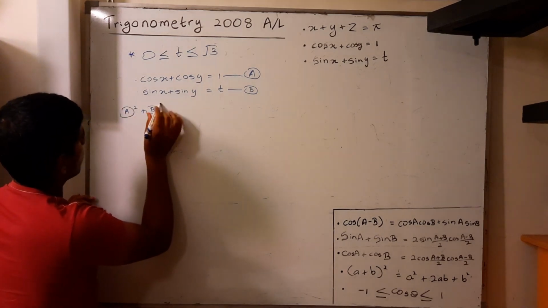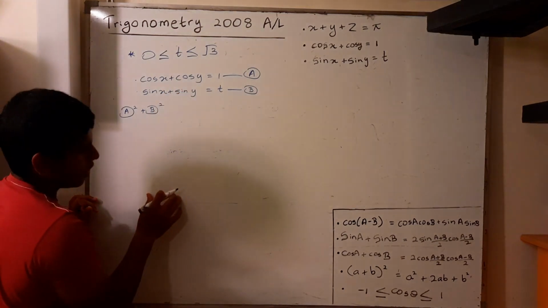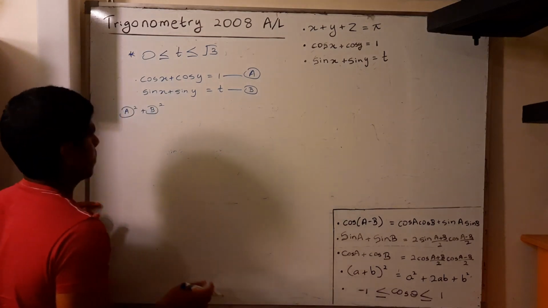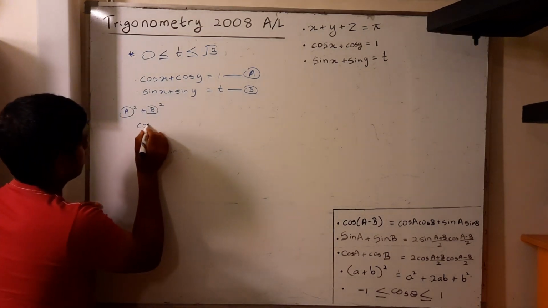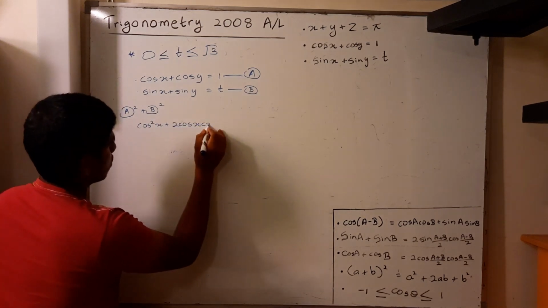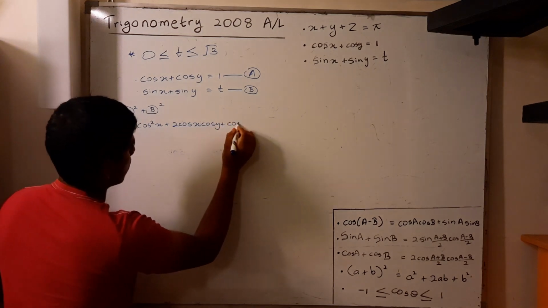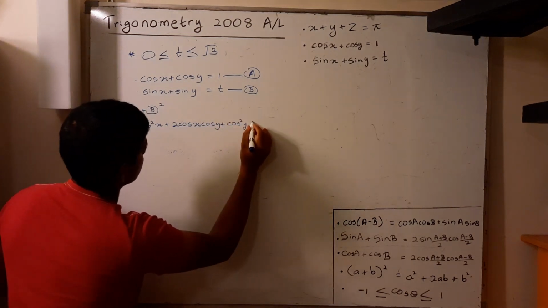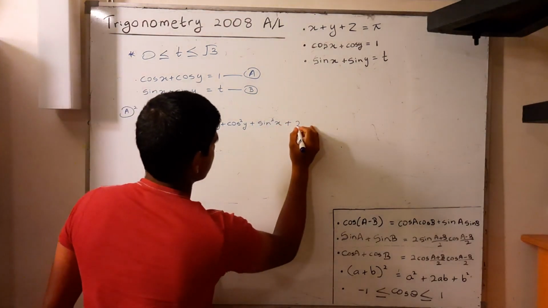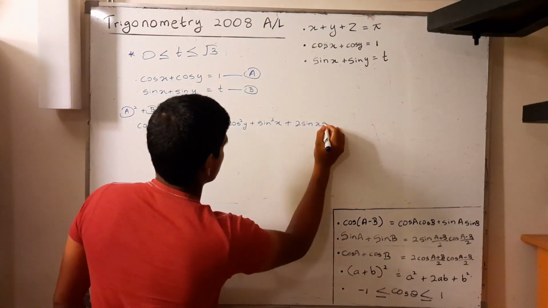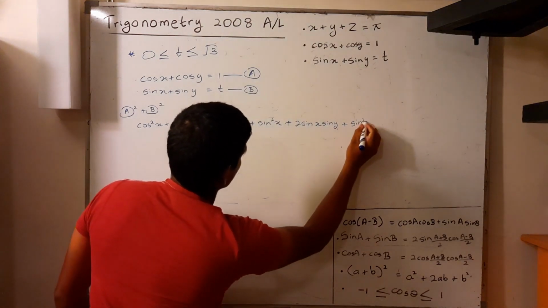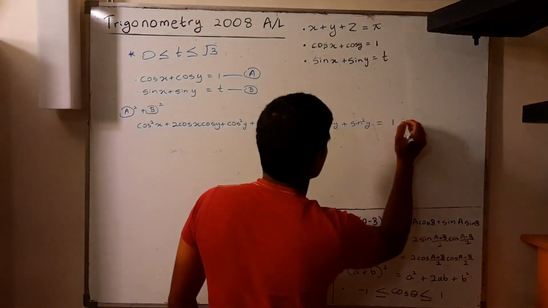So a squared plus b squared. So (cos x + cos y) squared is the same as (a + b) squared. So (a + b) squared equals a squared plus 2ab plus b squared. In the same manner, (cos x + cos y) squared equals cos squared x plus 2 cos x cos y plus cos squared y. And similarly, (sin x + sin y) squared is equal to sin squared x plus 2 sin x sin y plus sin squared y. This is equal to 1 plus t squared.